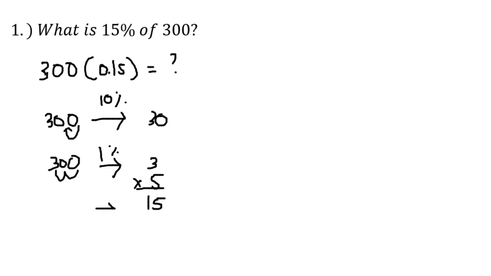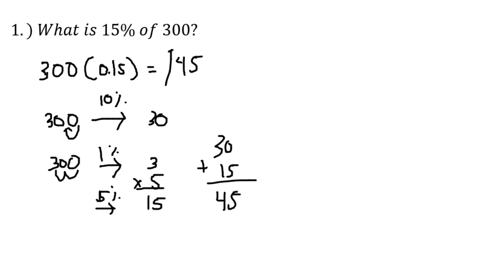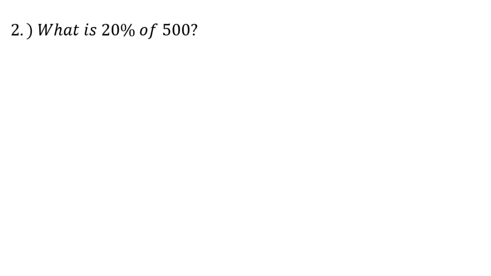And then, we times it by 5 so we can reach the 5%. So we get 15. What we're going to do is just combine these things. We're going to combine the 10% and the 5%, which is equivalent to 30 and 15. So 30 plus 15 is going to be 45. And that's basically the answer for this problem. Okay, so if you didn't get it, let's just go to our second problem.